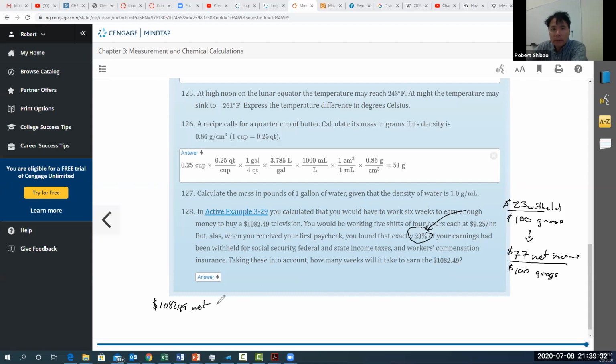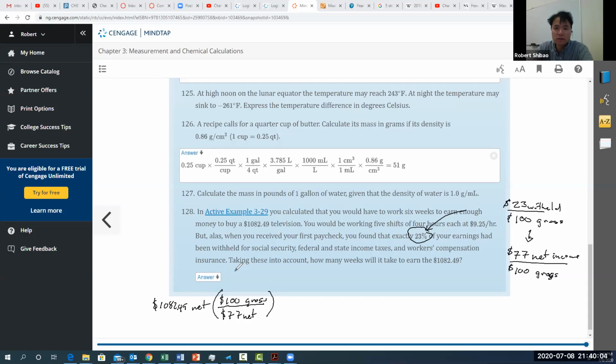Okay, then we can get rid of dollars, or we could get rid of net dollars, or we could just get rid of net. Well, it looks like we could get rid of net dollars here, because there are 77 net dollars for every 100 gross dollars. So you have to earn $100 gross to net $77 here. So that means we need more money to buy this television. How many gross dollars do we need for that TV?